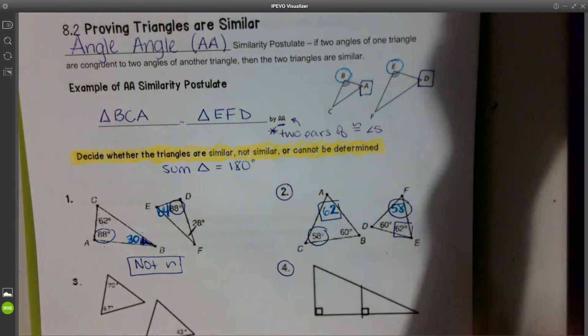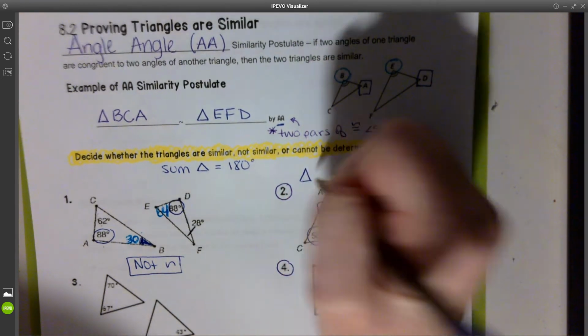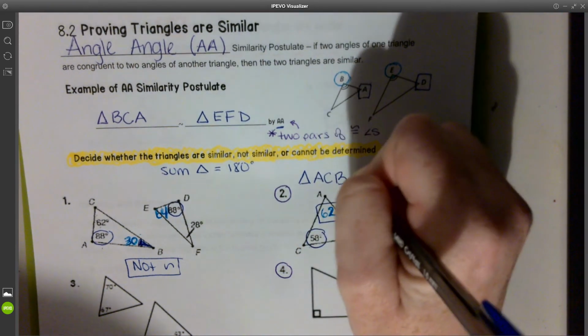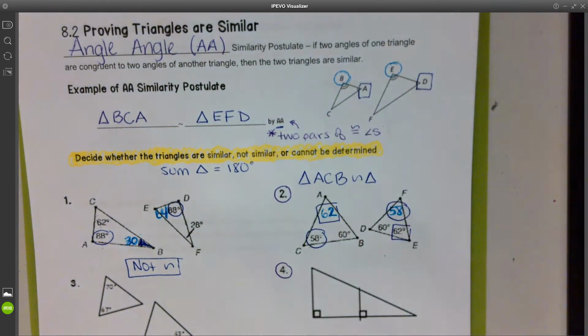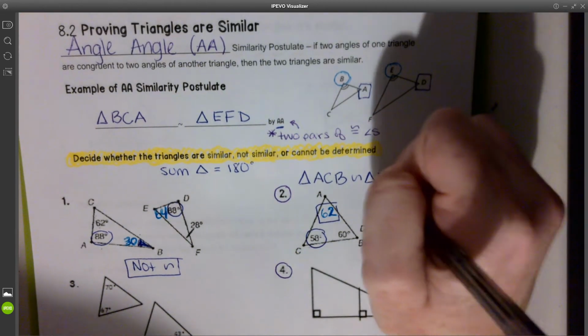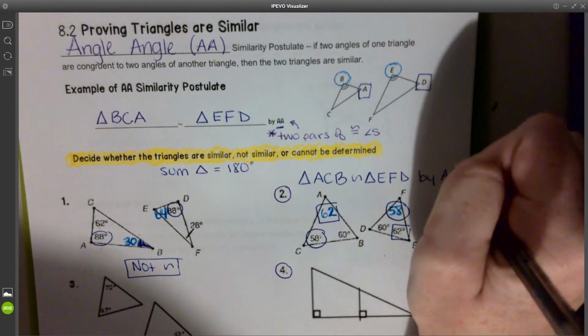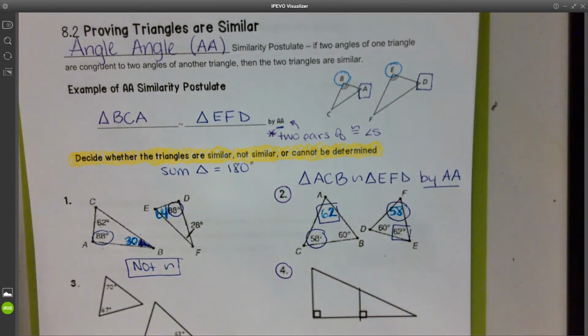My similarity statement, I'm going to say triangle ACB is similar to, how would I complete that statement? All right, so look at your letters and how would I complete that statement? All right, so my statement should be triangle EFD. Again, by AA. Do not forget to include that.